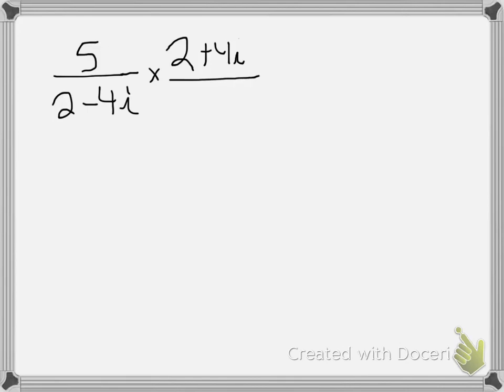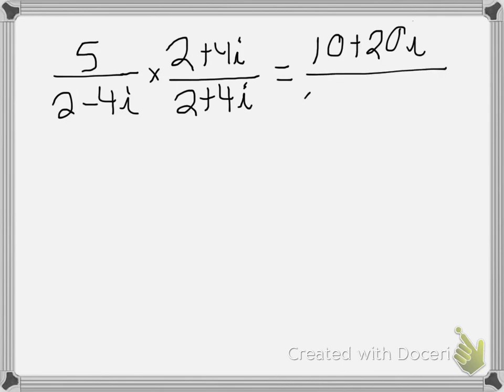And again, the whole reason I multiply by the conjugate is to deal with the middle terms. So let's go ahead and do the top. Multiply that 5 by everything, so I get 10 plus 20i. And now my bottom becomes 2 times 2, which is 4, minus 16i squared.